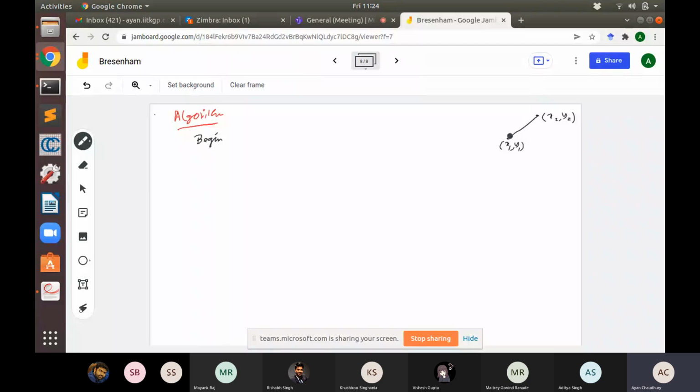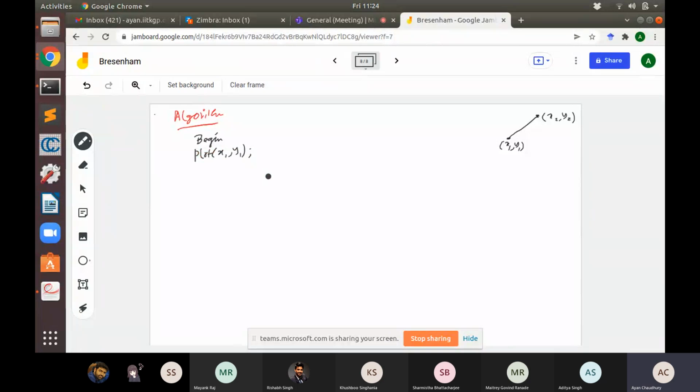To draw a line between x1 y1 and x2 y2, what should be my first plot, the very first plot, without doing any calculation? No? Nothing? Take the values of x1 and y1. Yes, plot x1 y1, exactly. To plot x1 y1, you don't need to do anything else, right? So the first step will be plot x1 y1.